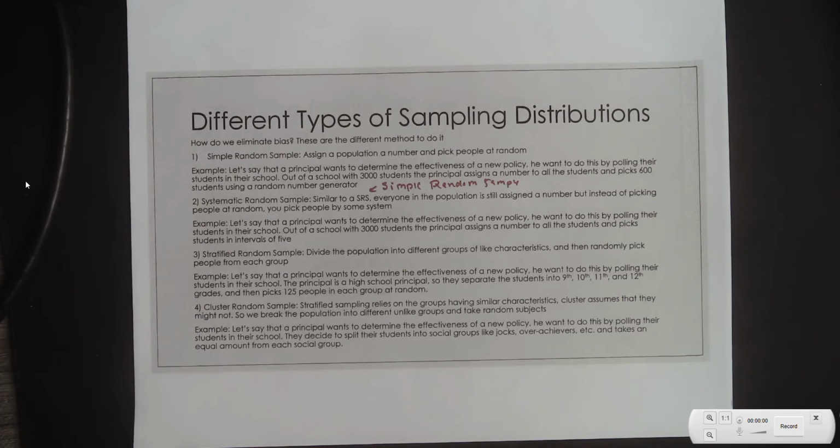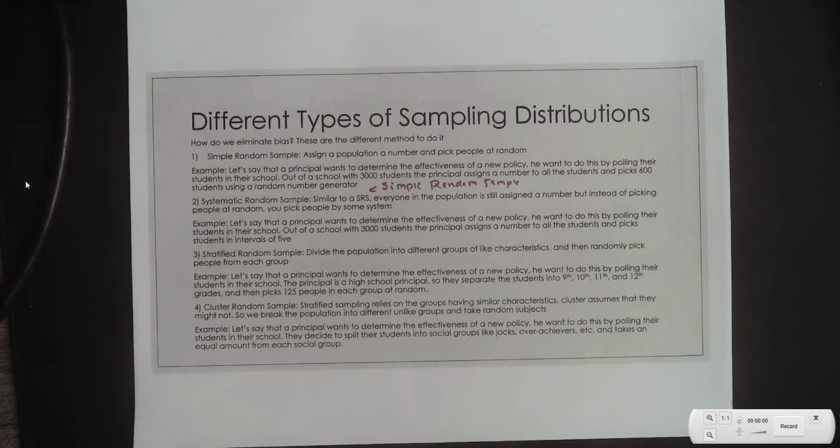Stratified random sample. Divide the population into different groups of like characteristics and then randomly pick people from each group. So these next two are very similar to each other. I just read off the stratified. I'll read the cluster one in a second. They're really easy to mistake for one another. But let's look at this one.